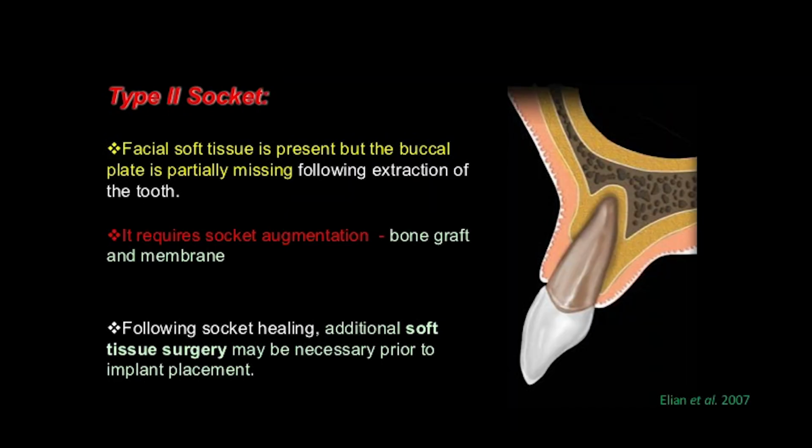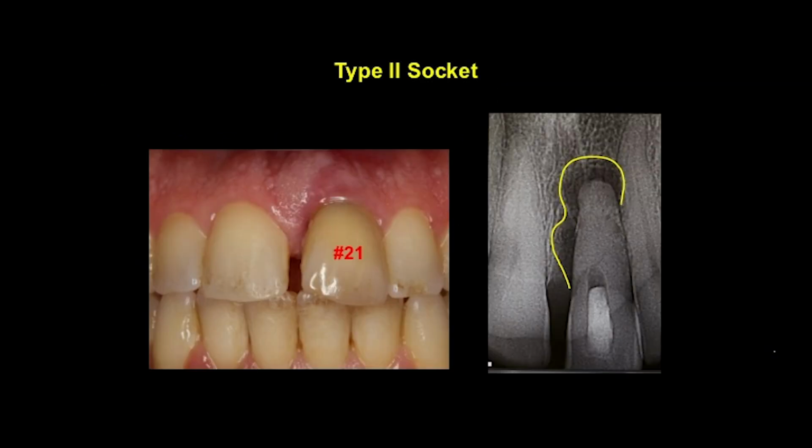Type 2 socket is where the soft tissue is there, but you have loss of the buccal bone. In this case, you have to augment the socket with bone graft and a membrane. It's advisable not to put the implant immediately, but to augment and then come back after healing for implant placement, particularly in the aesthetic zone. That's an example, tooth number 21. It has loss of the buccal bone, but the soft tissue is still maintained. So in this case, we extract, augment the socket, and then come back and do the implant in a healed socket manner.